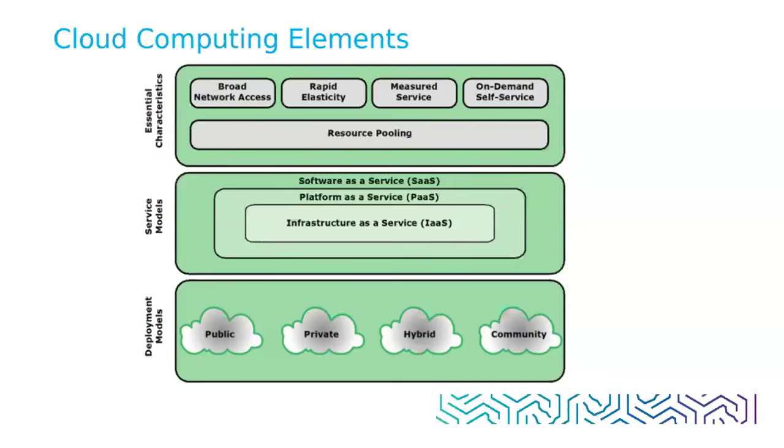After that, we have another characteristic, that is rapid elasticity. The cloud resources can quickly increase or decrease according to the demand. So when the workload increases, more computing resources are automatically allocated. When the demand decreases, unused resources are going to be released.